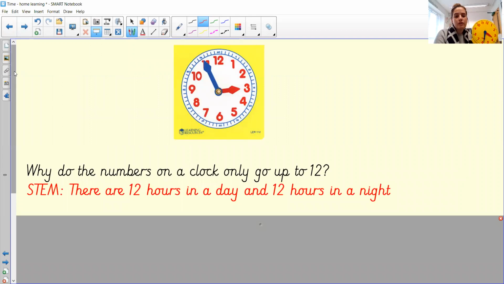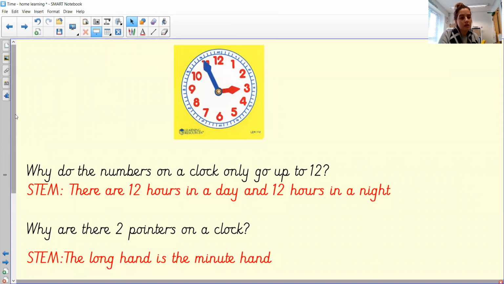Okay, so why do the numbers on a clock only go up to 12? Well, there are 12 hours in a day and 12 hours in a night. So do you want to turn to your learning partner now, or if you're at home, somebody at home: there are 12 hours in a day and 12 hours in a night. I'm going to tell Panda, there are 12 hours in a day, Panda, and there are 12 hours in a night.